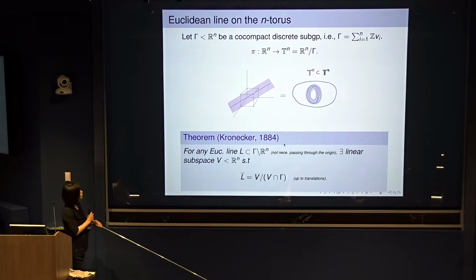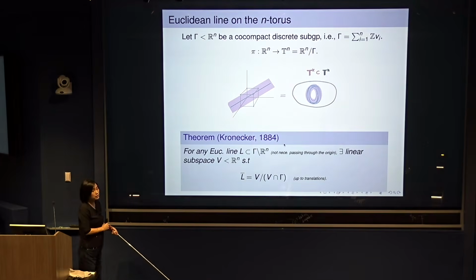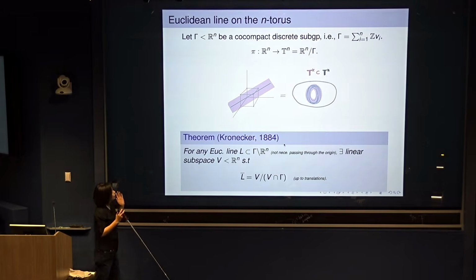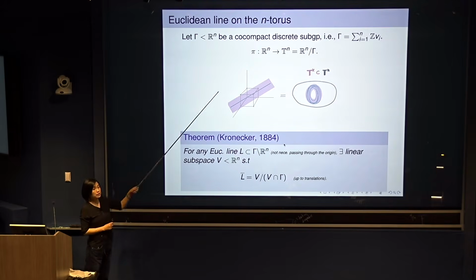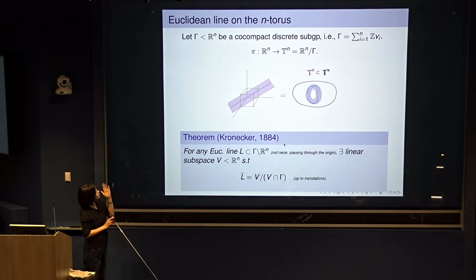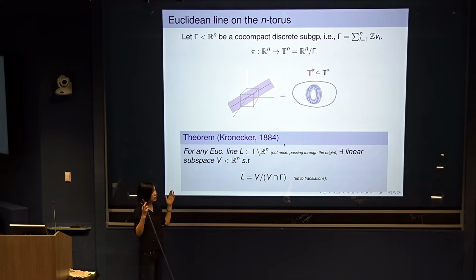So we can consider a slightly more general torus. Instead of looking at R^n divided by the standard integral lattice, we can also look at any co-compact discrete subgroup of R^n and then consider its quotient. By co-compact, I mean the quotient is compact. That's what co-compact means. So the quotient of R^n by gamma is a compact torus.